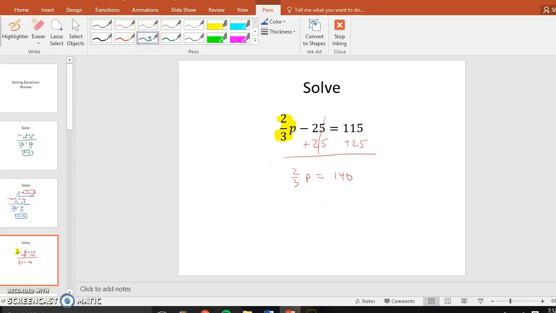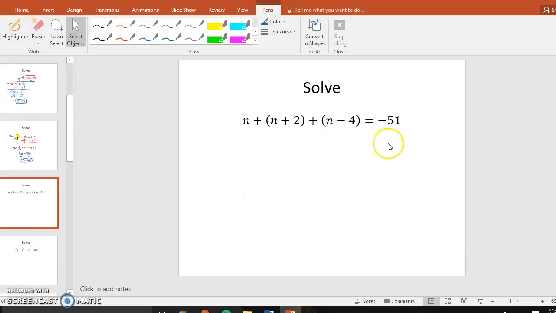But now what you want to do to get rid of the fraction, if you have a calculator and you know how to use it, you can divide by 2/3. Or what I like to do is I like to multiply by the denominator. That leaves me with 2p equals, multiply this side by the denominator, 140 times 3 gives you 420. And now I can divide by 2 to get p is equal to 210.